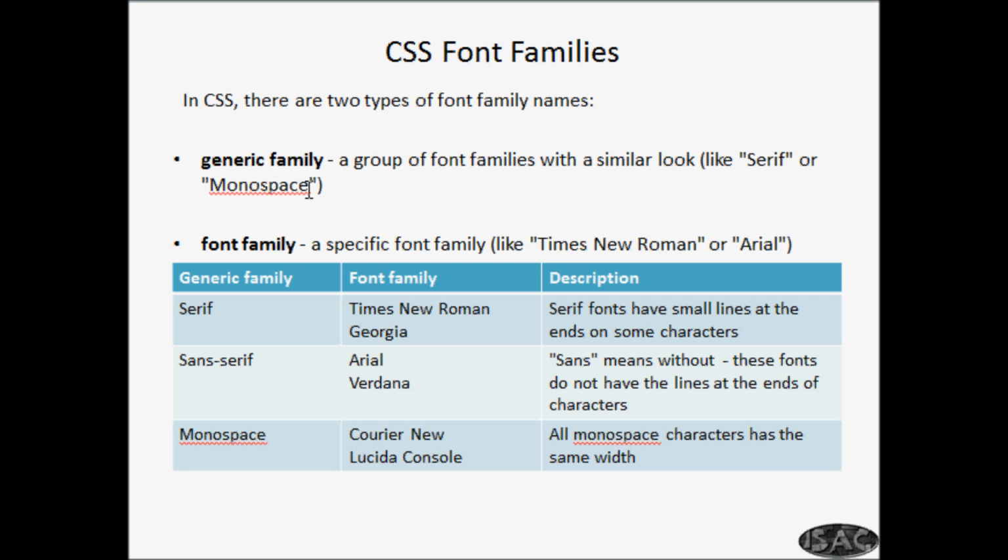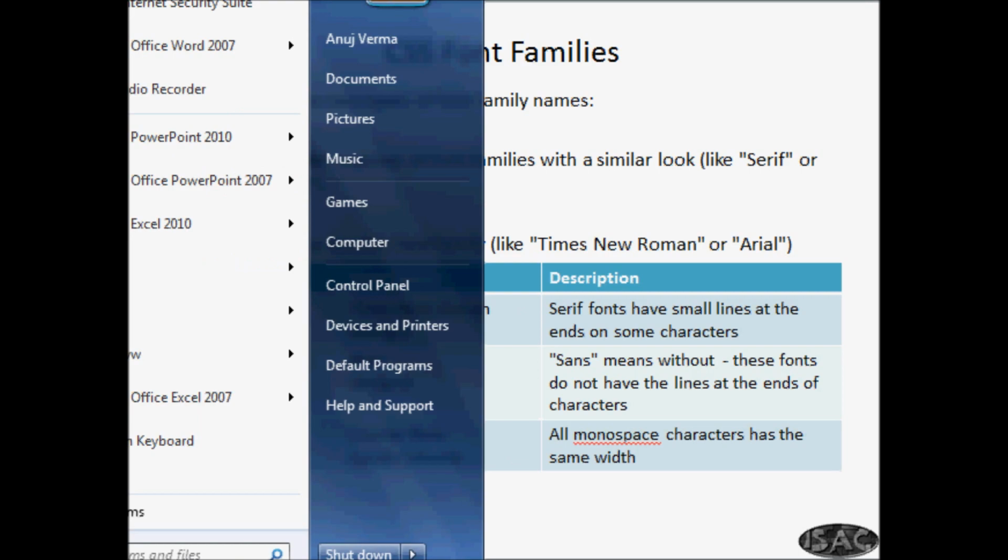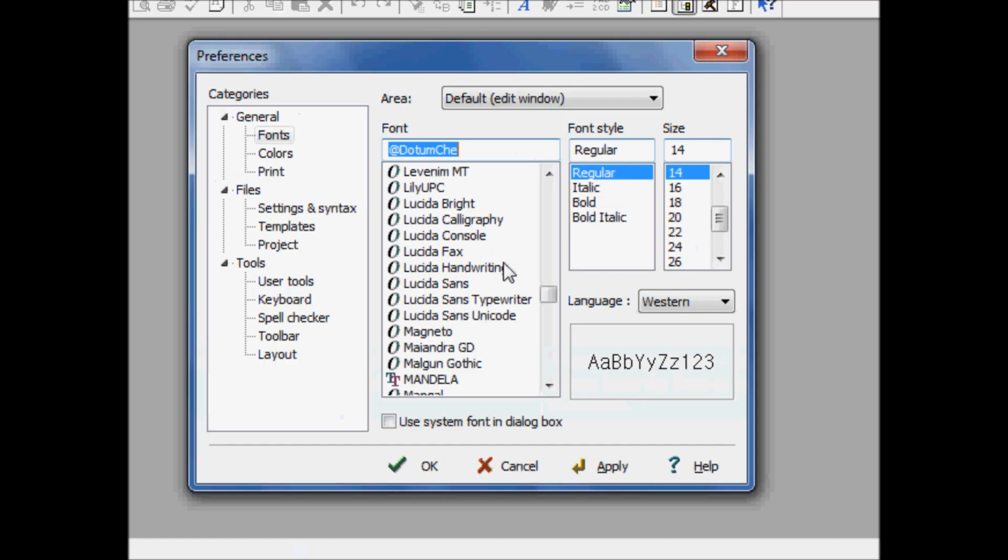If we talk about the group of font families with a similar look, that is like serif, sans serif, monospace. And Times New Roman, Arial, we talk about this too. So we can say it is a font family. Okay, I will give you one example here. You can see this, somewhere you will find the font list, right? So font style and size, color and all, right?